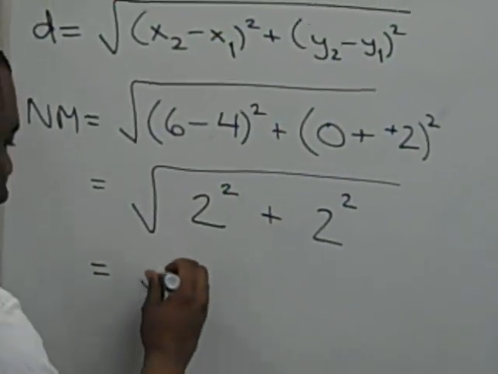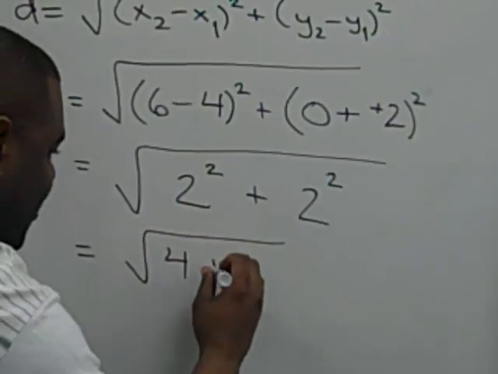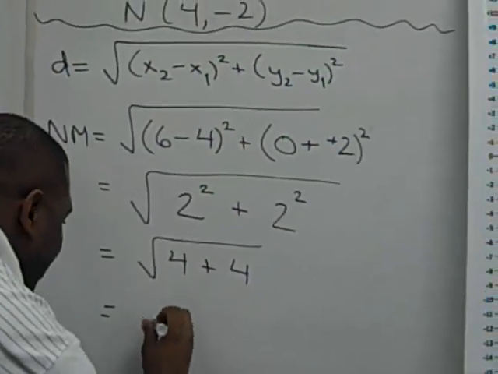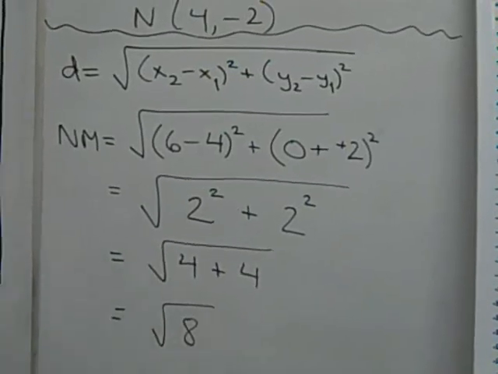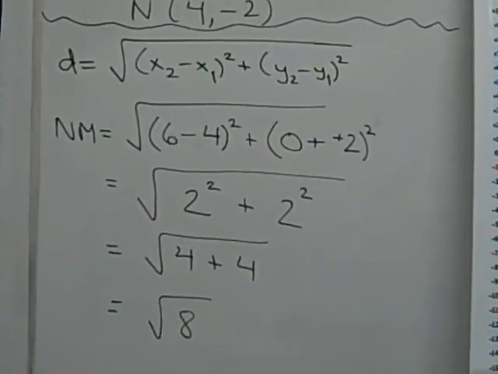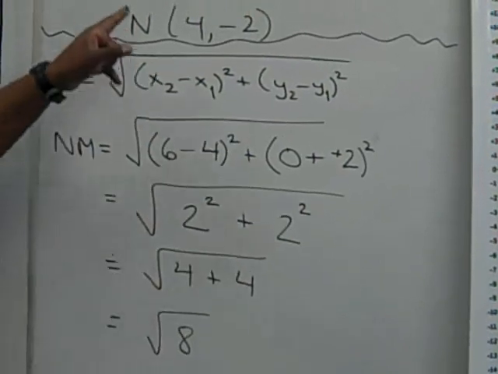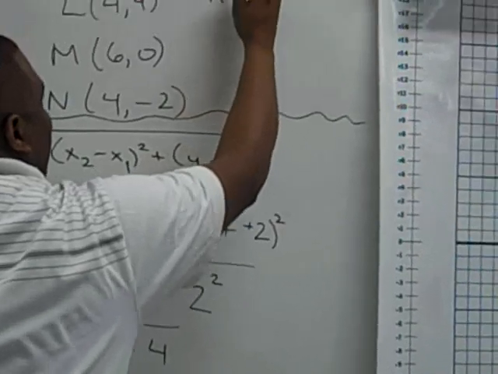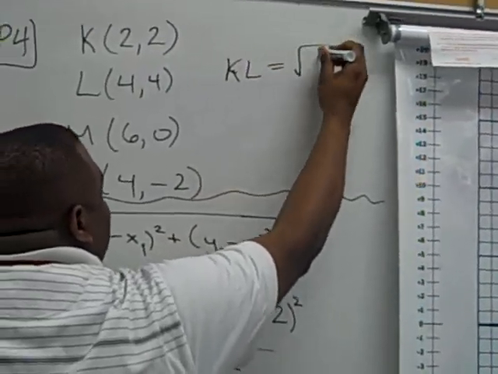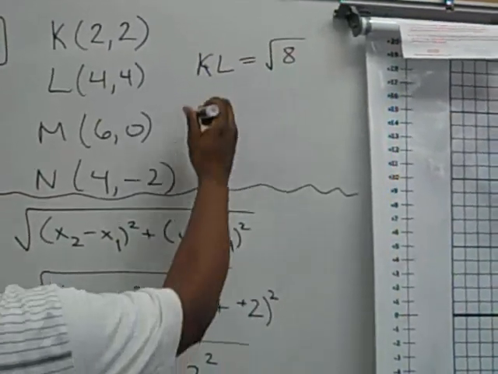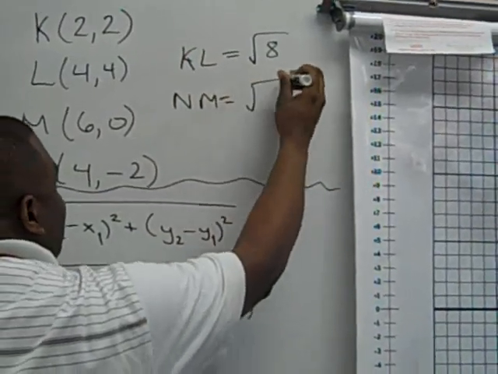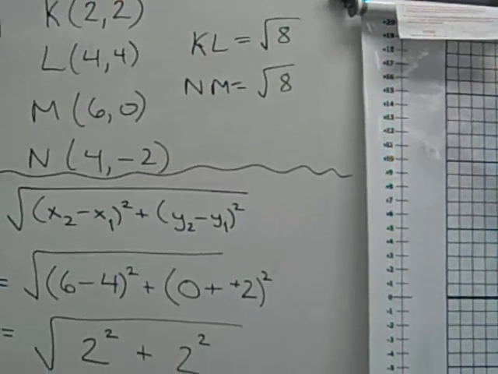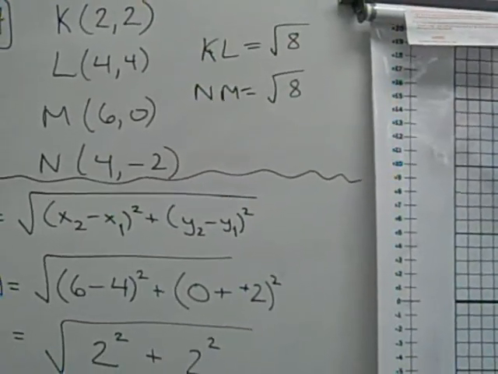Well, 2 squared, of course, is 4. So it'll be 4 plus 4. What's 4 plus 4? 8. So we have the square root of 8. That seems familiar. Don't we have the square root of 8 being the distance of KL? Yeah. We know that KL, the distance is the square root of 8, and NM is also now the square root of 8. So, we have now proven that KL and NM are congruent.